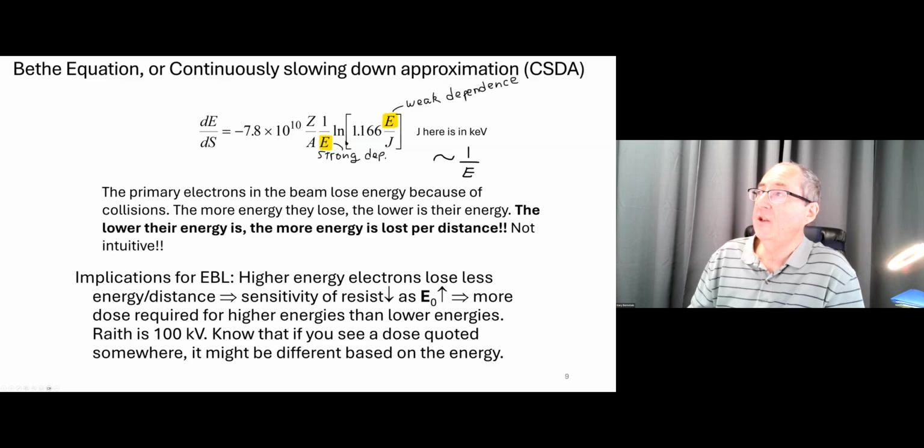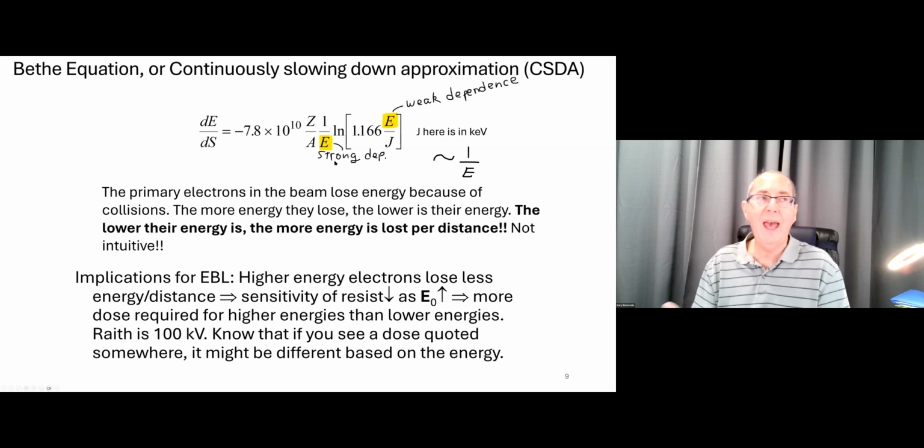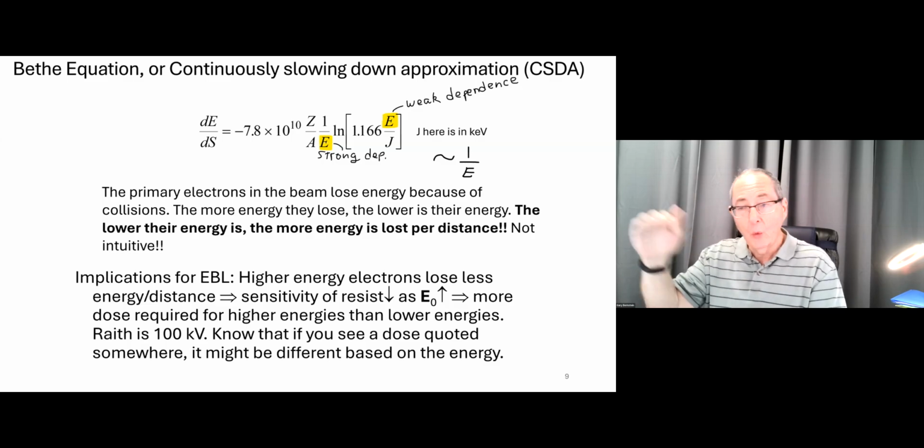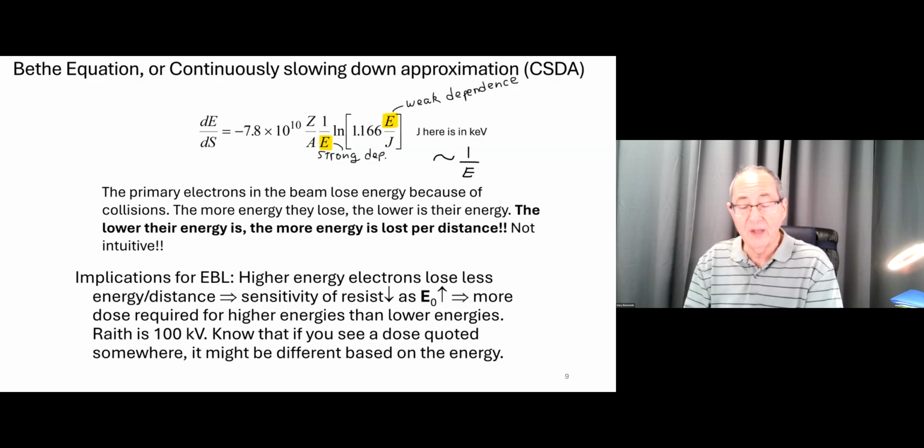Now, E appears in two places. One is within this natural log, and one is in the denominator of the equation. And the natural log is not a strong dependence. So let's just say that the rate of energy loss goes inversely as the energy of the electron. Don't get E confused with the beam energy. It's the beam energy just when the electrons enter the solid, the top of the resist, but as it works its way through the resist and then through the substrate, it's losing a little energy at a time.